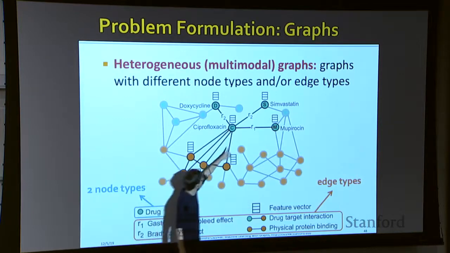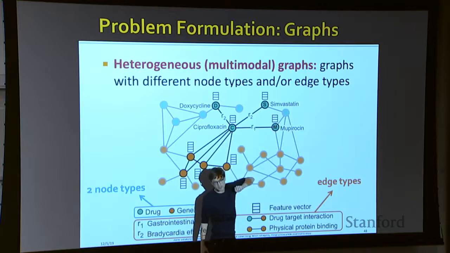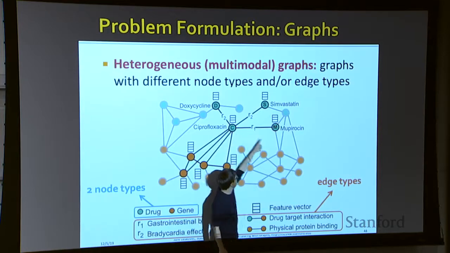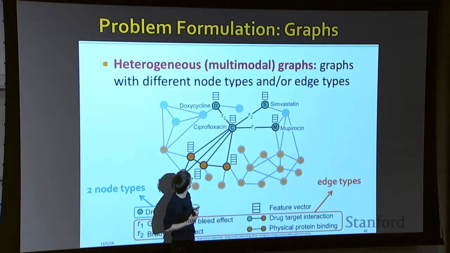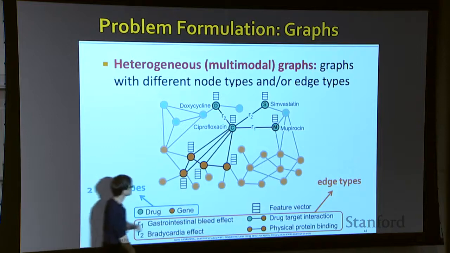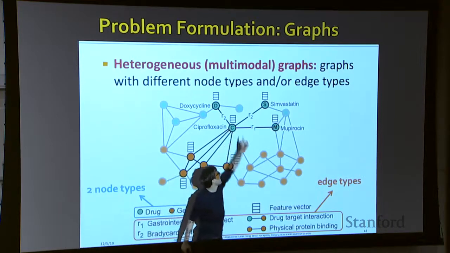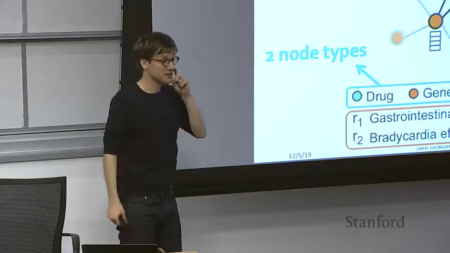Now, what are the edges between the drugs? The edges between the drugs are the side effects. This would say if you take drugs C and M, then side effect number 1 will appear. While, for example, if you take C and D, side effect number 2 will appear. And of course, every drug will have a feature vector associated with it that will tell us about properties of that drug.